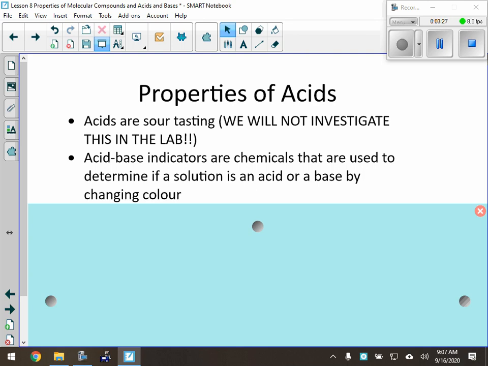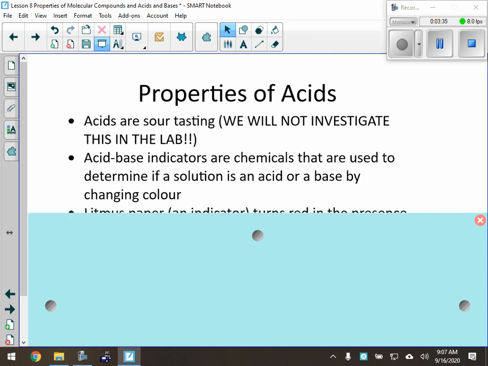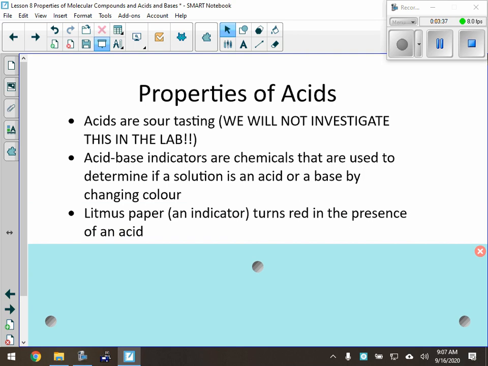That's what's gonna happen. Acid-base indicators are chemicals that are used to determine if a solution is an acid or a base by changing color. So that would be a litmus indicator. Litmus paper is an indicator, turns red in the presence of an acid. So make sure you have that in there, of course. So acids turn red.